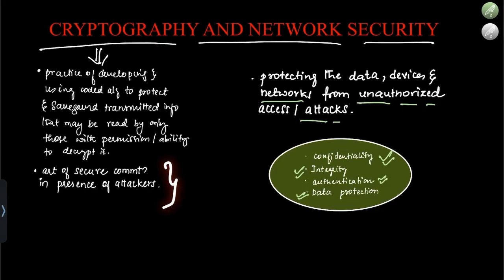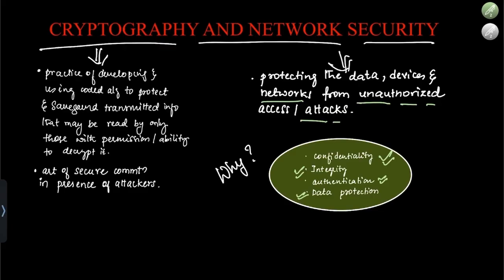Okay. Then we have one more definition, that is cryptography is an art of secure communication in presence of attackers. Coming to network security, it is the process of protecting the data, devices, and networks from unauthorized access or attackers. So this was the basic definition of cryptography and network security. Now let's see why cryptography is necessary. Why do we need cryptography?